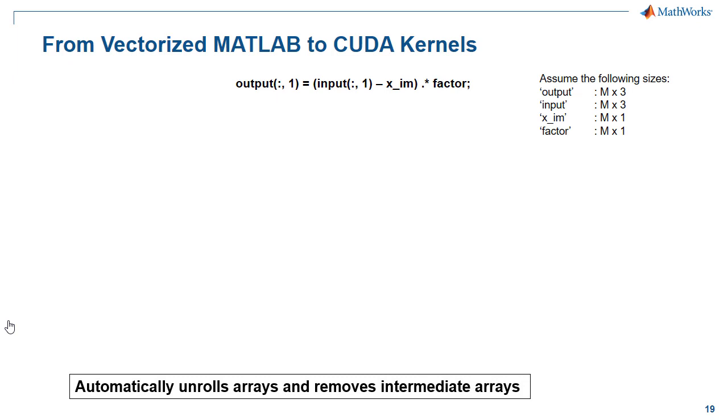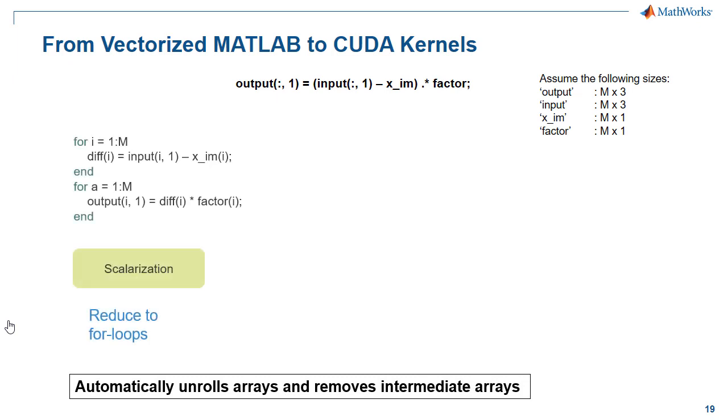So how does GPU Coder go about compiling MATLAB code into CUDA code? I'm going to show a quick example of how it does that. Suppose you have a quick line of MATLAB code, which is what you see here on the screen, and you can assume the sizes of the different variables listed as well. One of the first things GPU Coder can do is apply scalarization. So it turns that one line of vectorized code into two for loops, right?